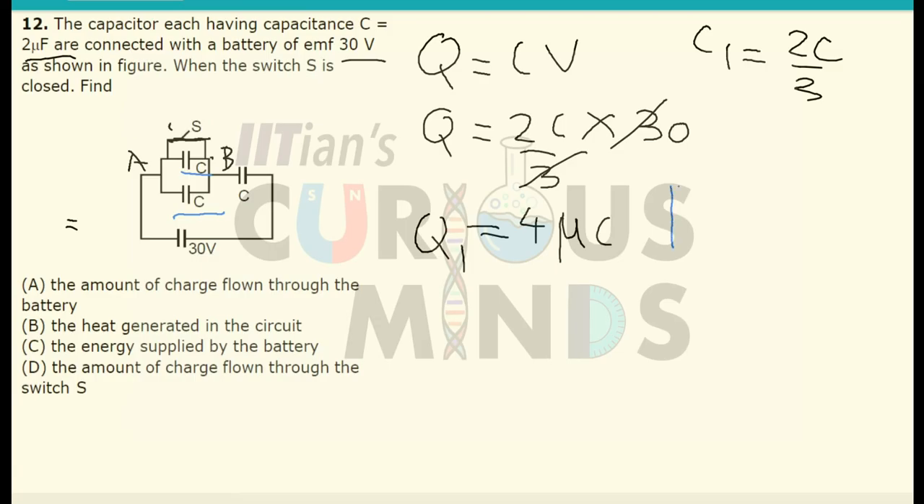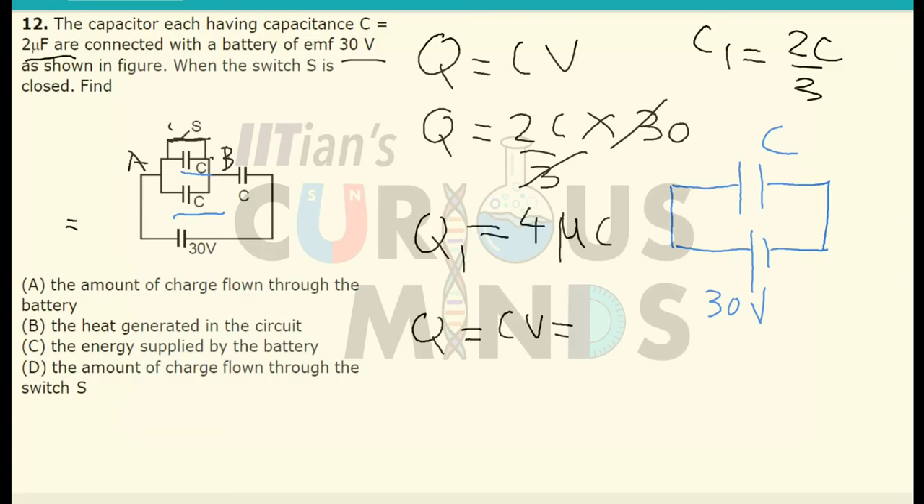So I will simply obtain a circuit diagram somewhat like this: a 30 volt battery and a capacitance C. In this case the new charge Q will simply be equal to C into V, which is 2 into 30, which is equal to 60 microcoulomb. So initially it was 40 microcoulomb and now it is 60 microcoulomb. This is the new charge.